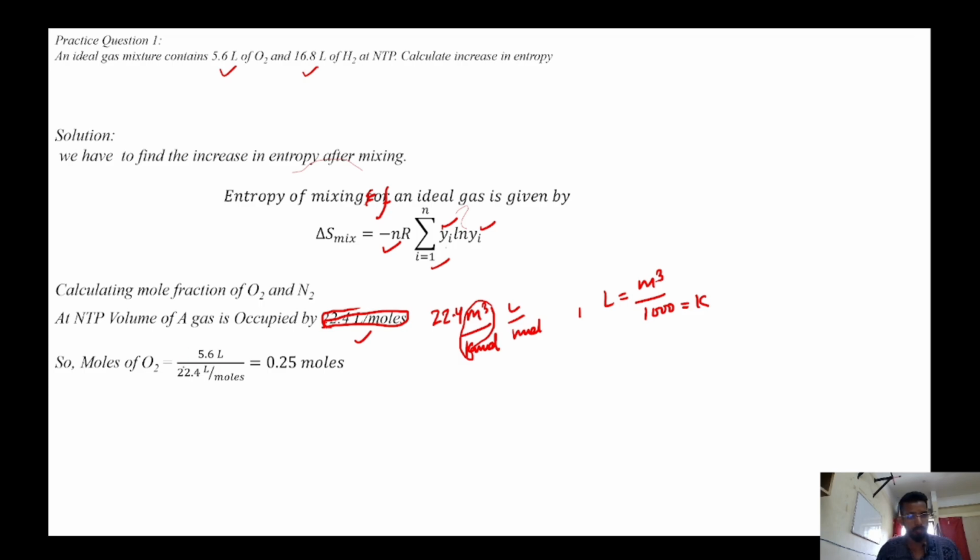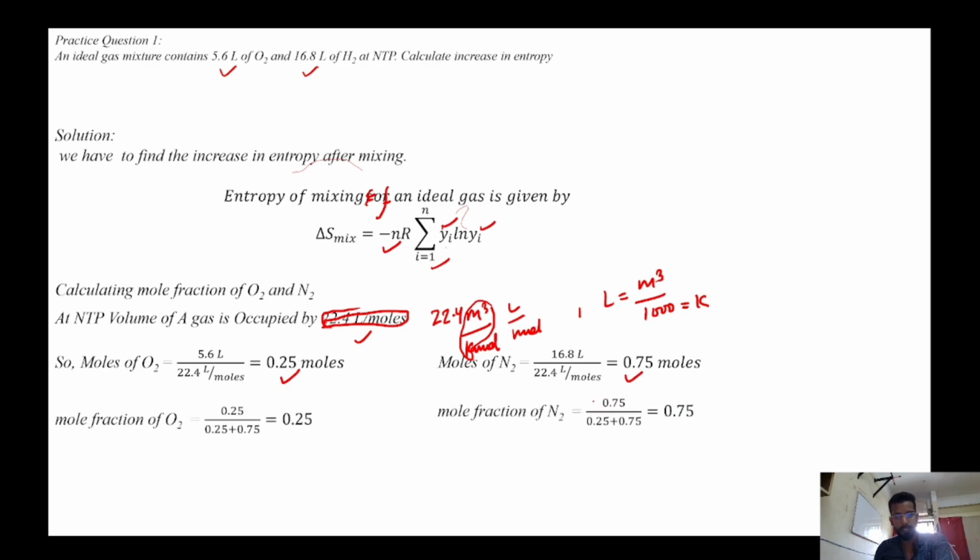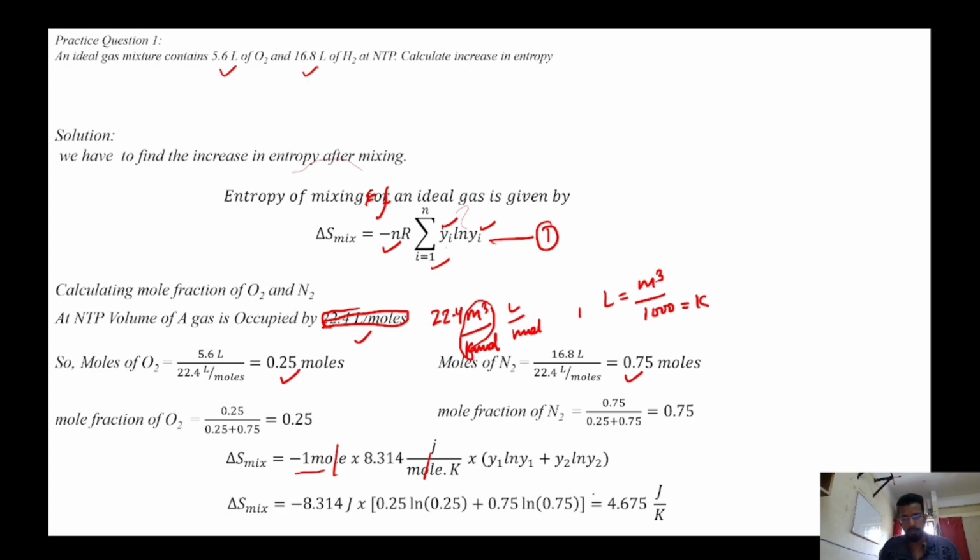So moles of O2 will be 0.25 moles. Moles of H2 will be 0.75 moles. What will be the mole fraction? The same, right? Given moles upon total moles. So entropy of mixing will be minus NR, putting all the values in equation 1. Minus 1 mole, and mole will cancel out. Putting all the values, we'll get 4.675 joule per Kelvin.